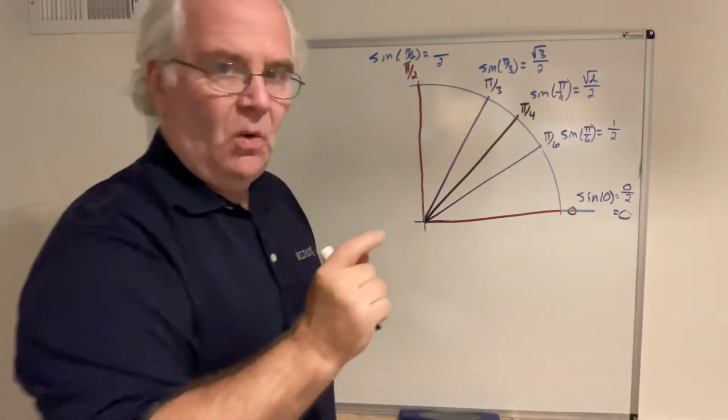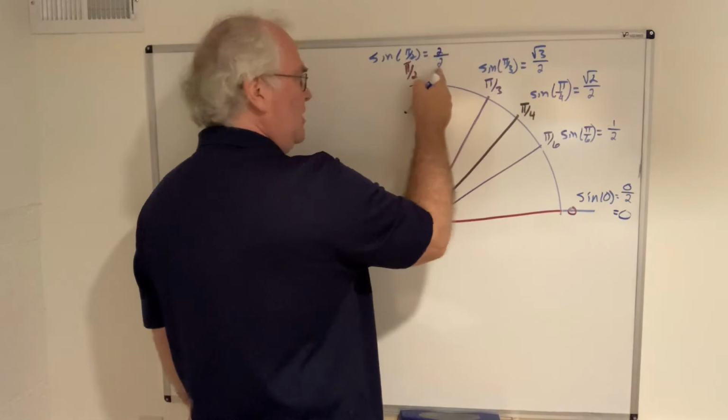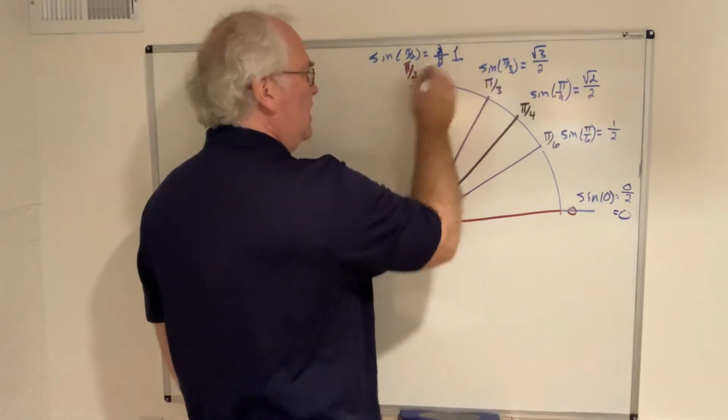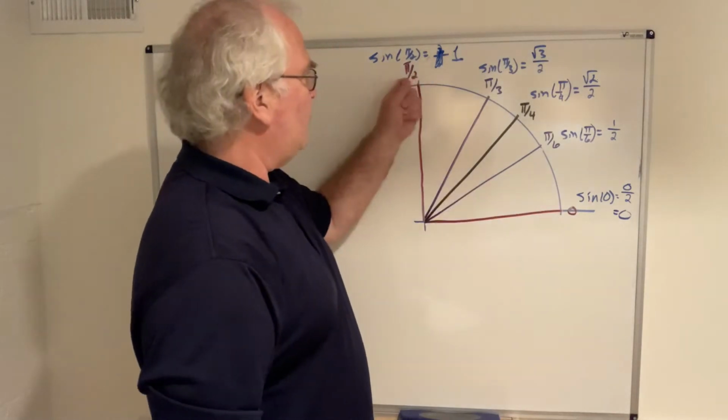What is the square root of 4? I think most of us know the square root of 4 is 2. And so that's why we don't write it this way. We simply write 1. Sine of 0 is 0. Sine of pi over 2 is 1.